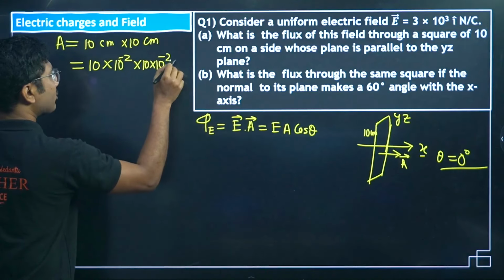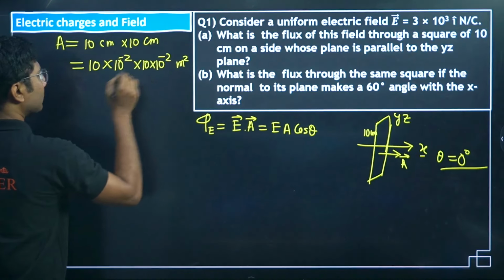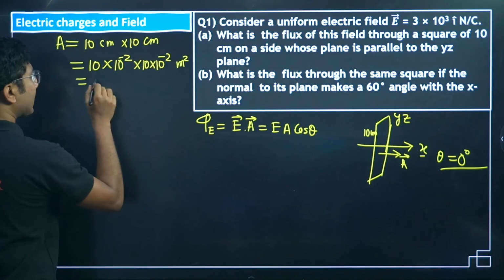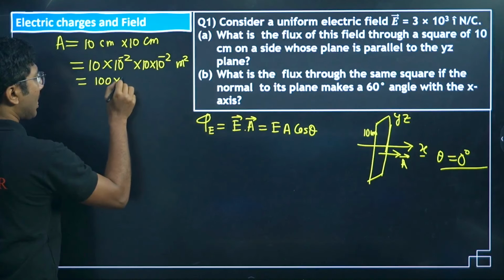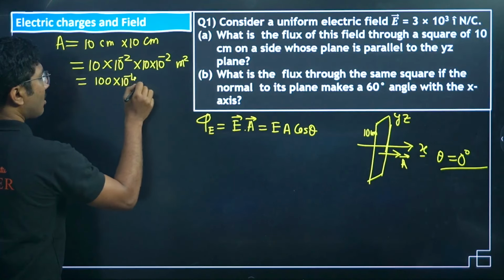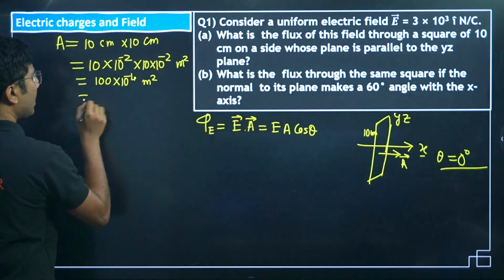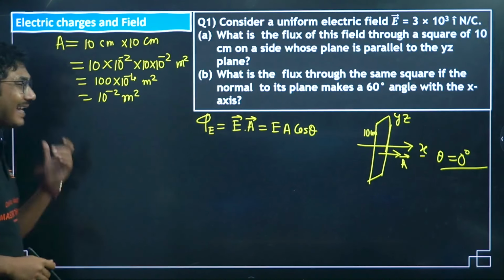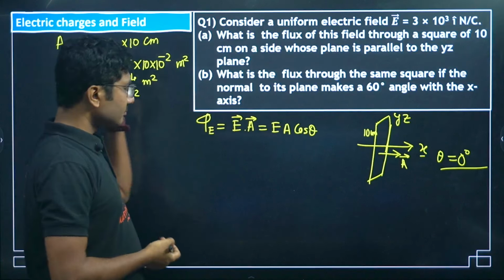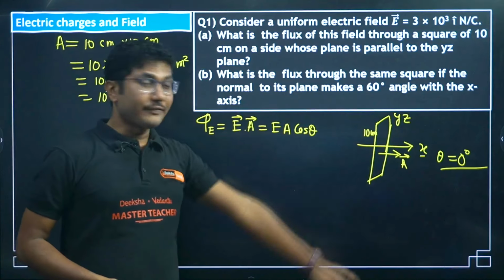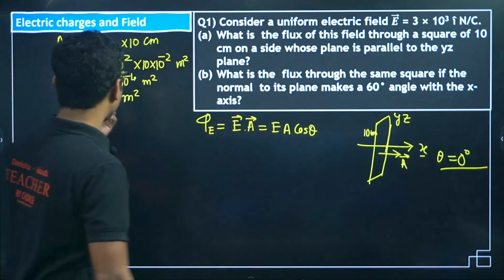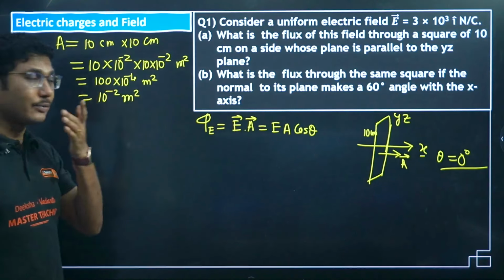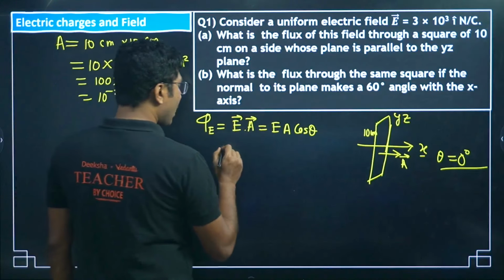Each centimeter has to be converted to meter. So it will be 100 into 10 to the power of minus 4 meter square, or 10 to the power of minus 2 meter square. So this is the area of the surface. Now you have to just put this same value in this equation. This calculation is compulsory, by the way, you have to show this calculation. Now put that value in this equation.